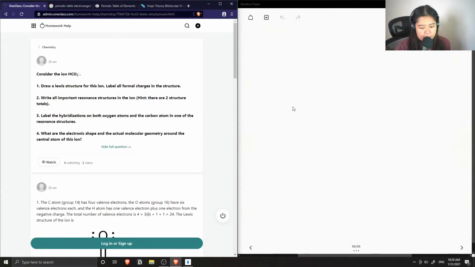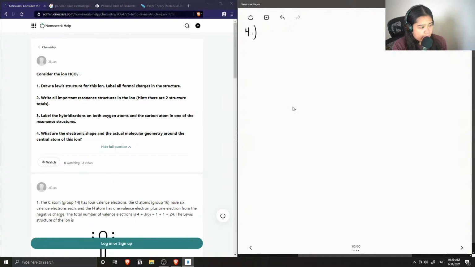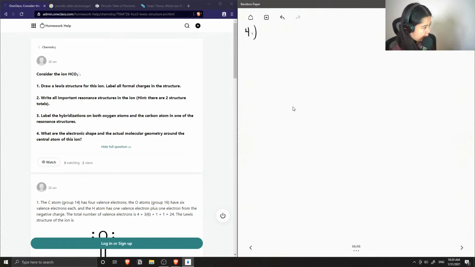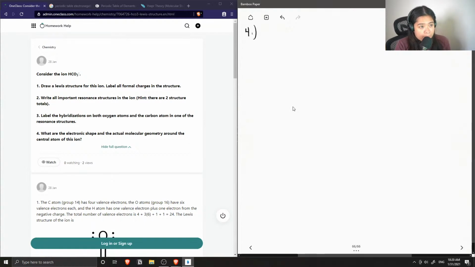Okay, so on to question number 4. Consider the ion HCO3. Draw the Lewis structure, label all the formal charges, write all the resonance structures, and label the hybridizations on both the carbon atoms and oxygen atoms. And what are the electronic shape and the actual molecular geometry around the central atom of this ion?